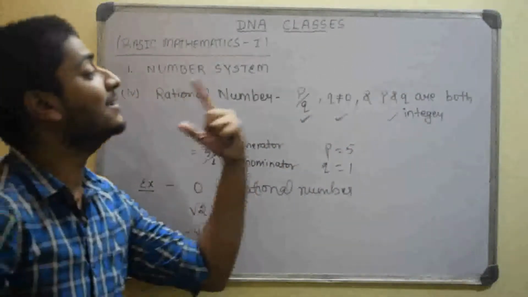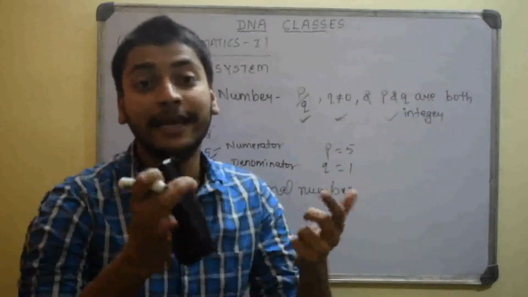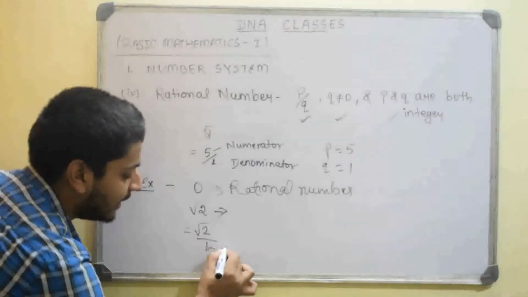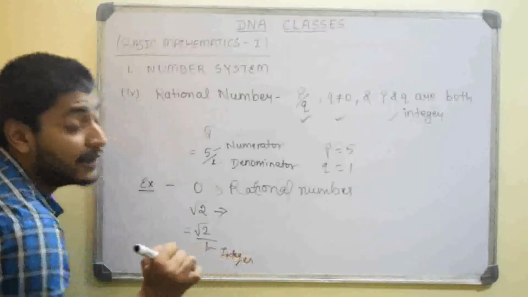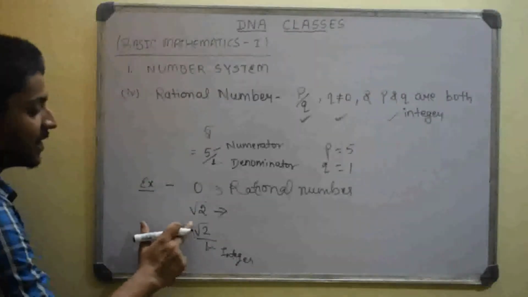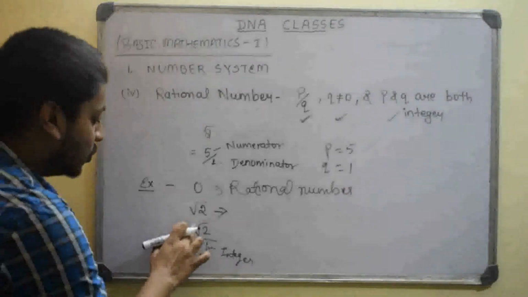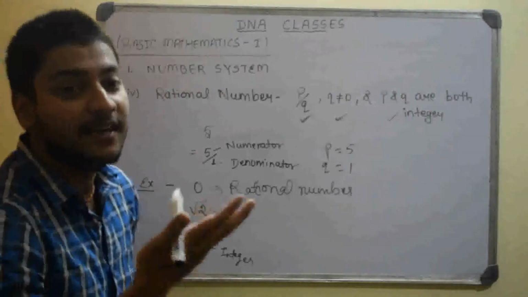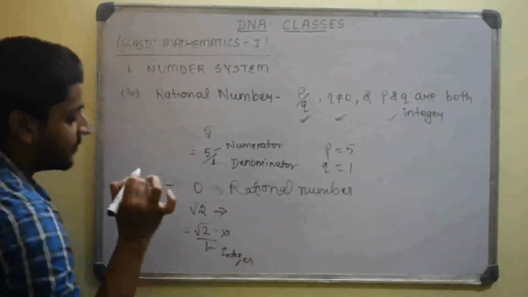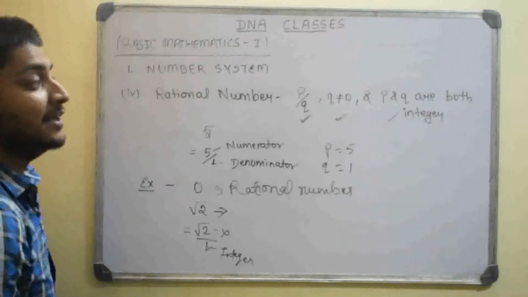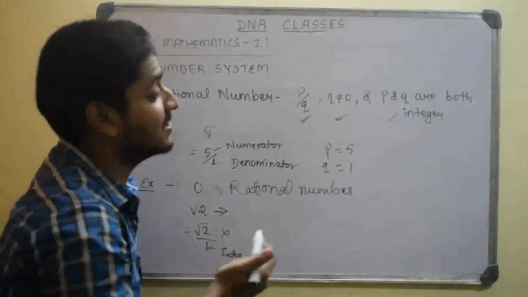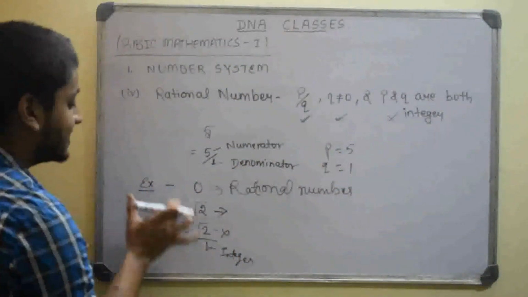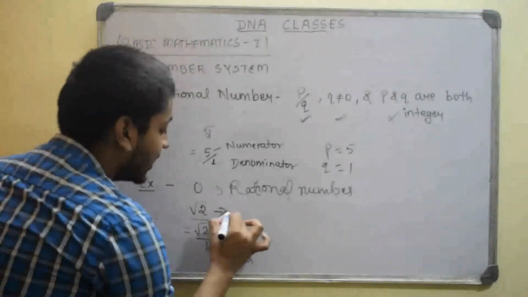Now we have to go to the third condition. p and q both should be integer. Here, as we know, 1 is a counting number, so it is an integer. But root 2 is not an integer because root 2 doesn't come in counting numbers, negatives of counting numbers, or 0. So p is not an integer, q is an integer. So this condition is not satisfied in this case, meaning this is not a rational number.